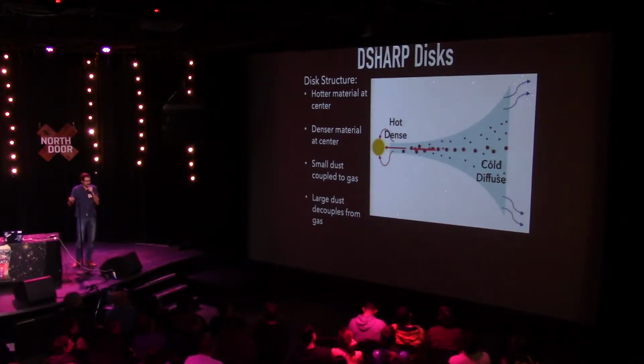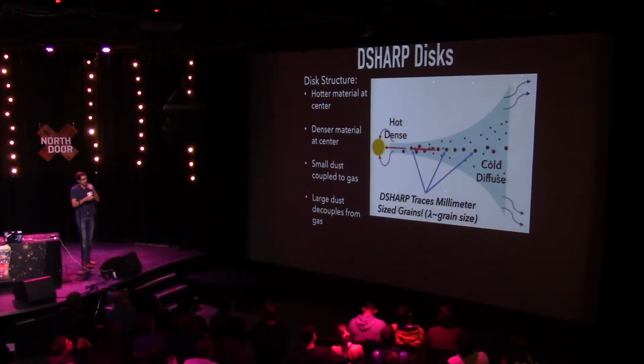Are we looking at the gas? Are we looking at the small grains? Are we looking at the large grains? And in the case of everything I've shown you so far, we're really only probing this material, these large millimeter-sized grains that live right in the middle of the disk.